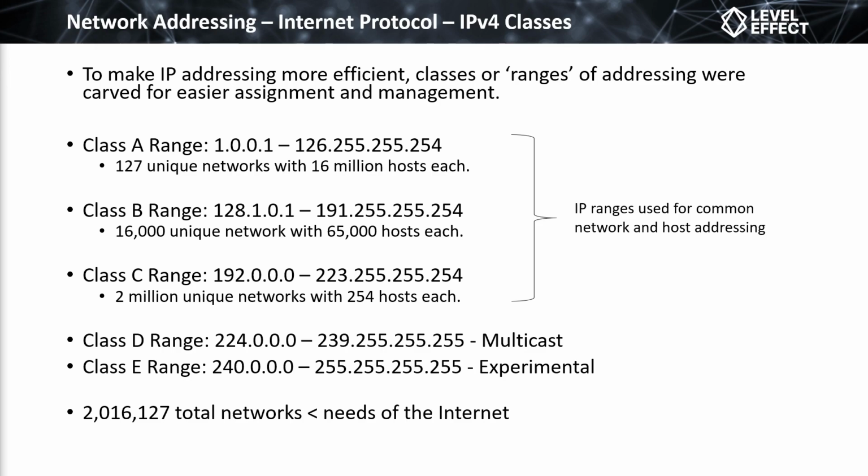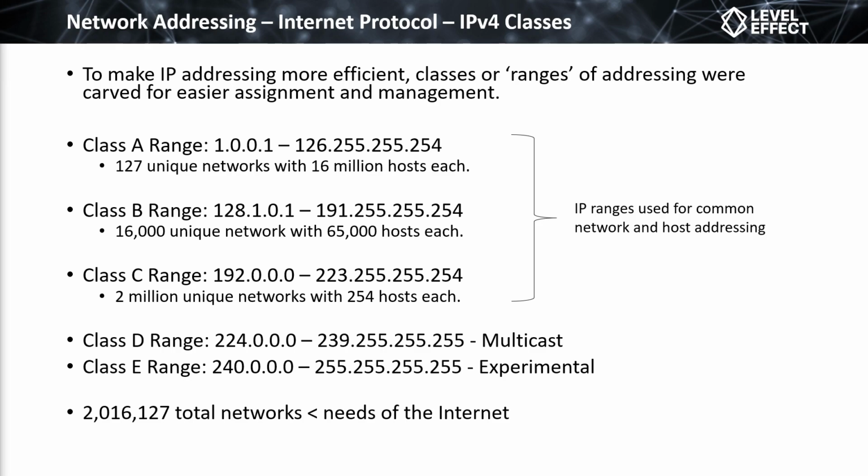So as you'd imagine, that's a lot of hosts, but 127 is not a lot of networks to give out. I know the US government has, I believe, 2 for sure, and I think they probably have a third one. But you'd imagine that not every country has a Class A range.